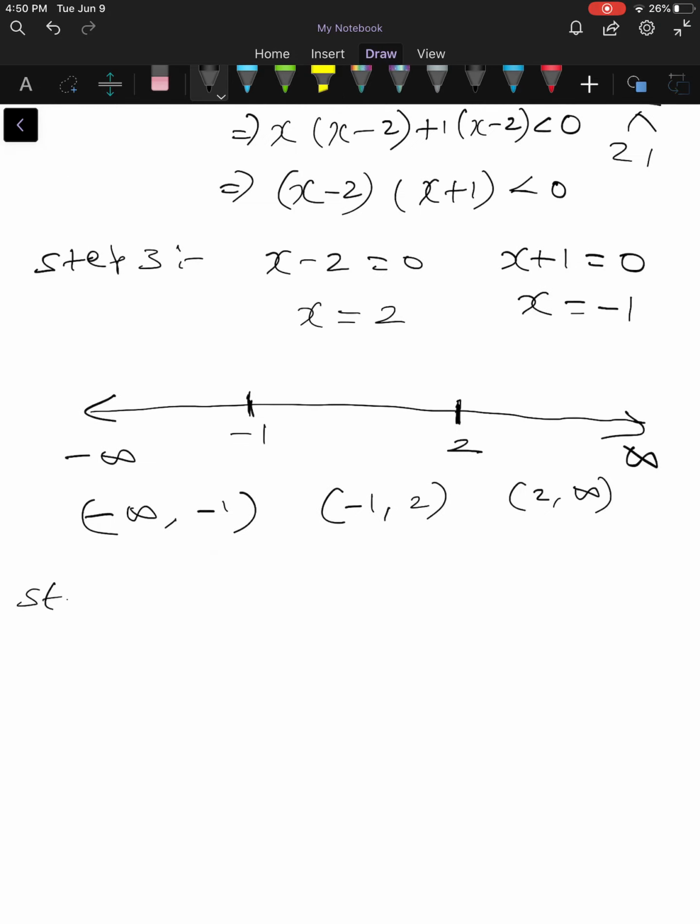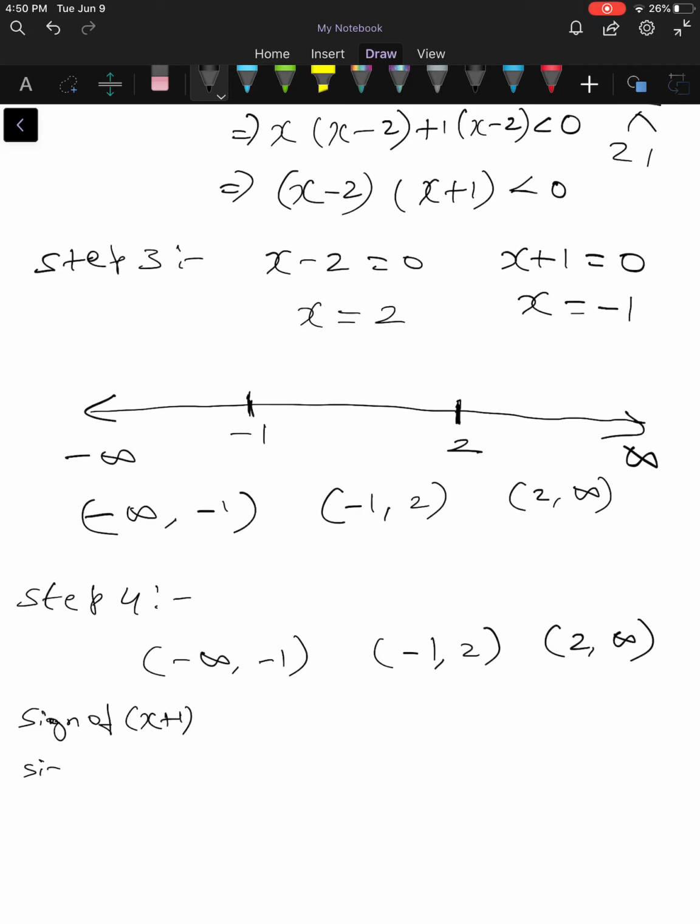So step 4 is to draw a table or a diagram for the same thing, take trial values in between each interval and check the sign. Here sign of x plus 1, sign of x minus 2, and sign of x plus 1 times x minus 2.